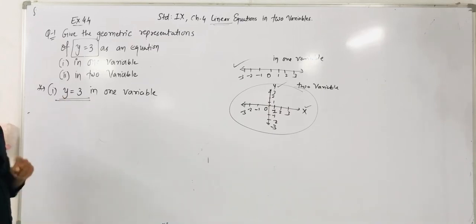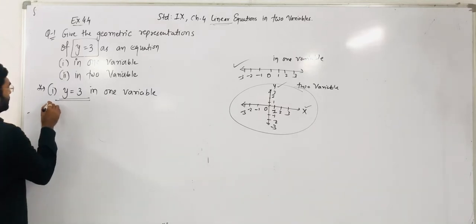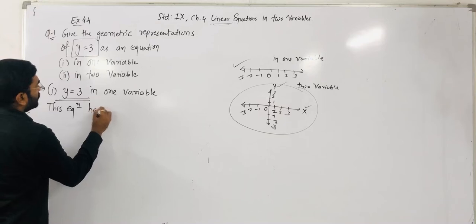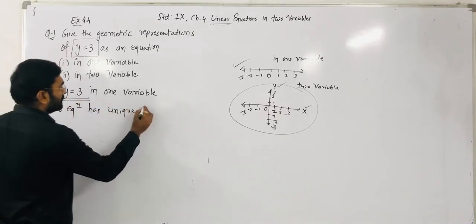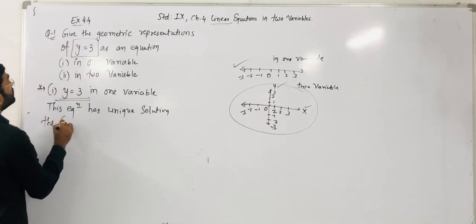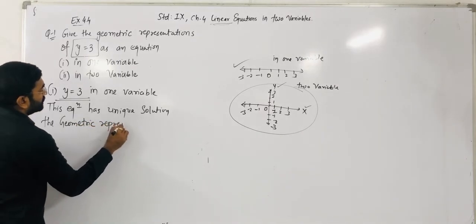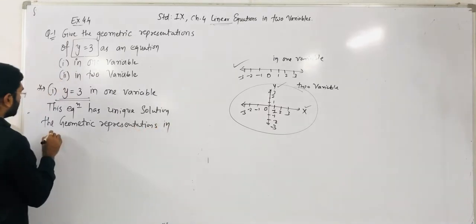That is an equation in one variable. So in one variable we get a unique solution. Which unique solution? y equals 3. So this equation has a unique solution, only one solution: y equals 3. Right? So the geometric representation in the number line.